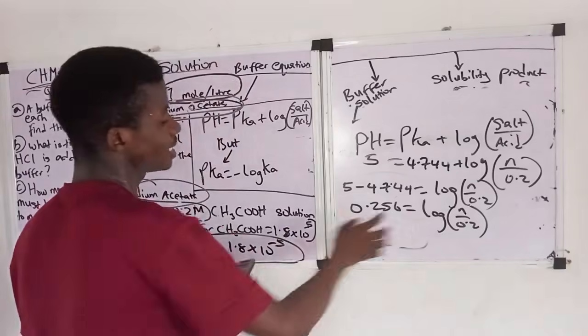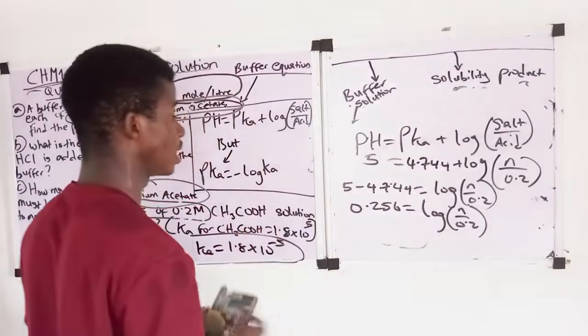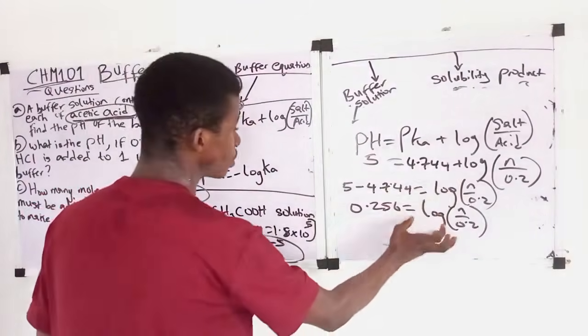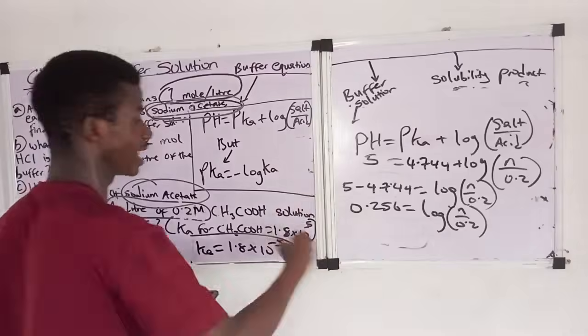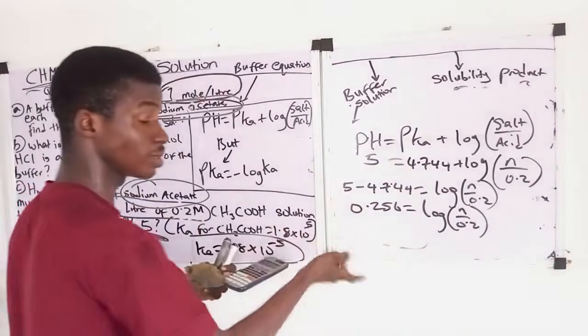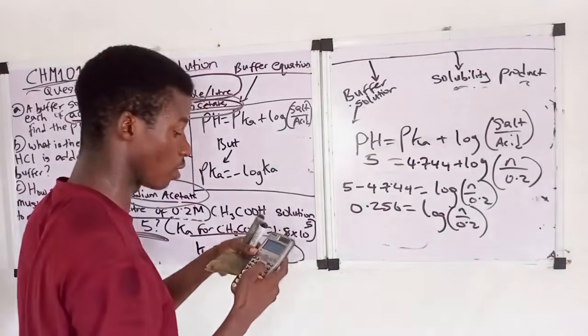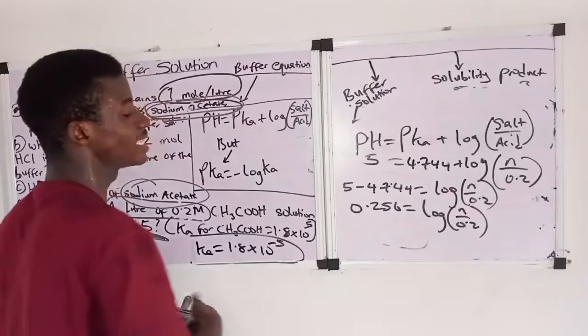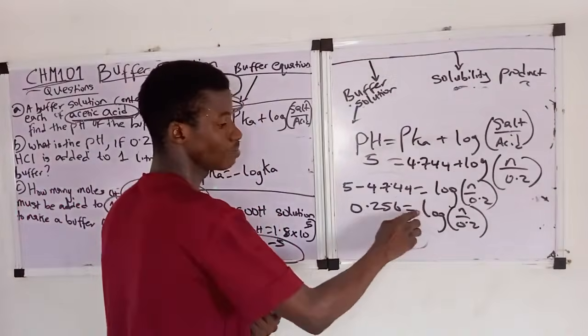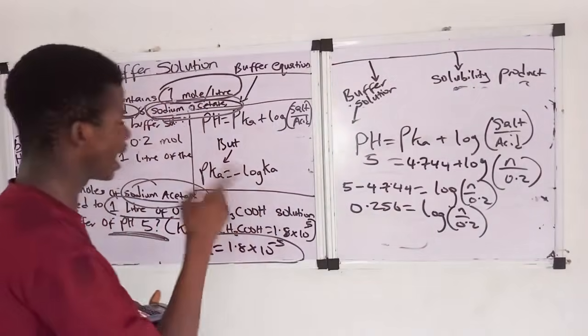Now, to cancel this log, we take the anti-log of both sides. So if we take the anti-log of this value, we have something like this. Remember, to take the anti-log, just press shift, then log, then write the value. Since there's no minus here, just write the value like that.